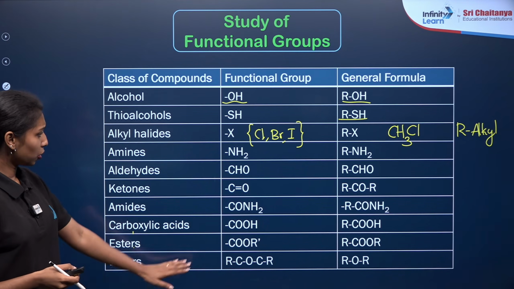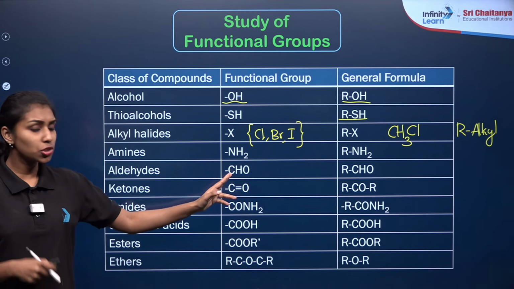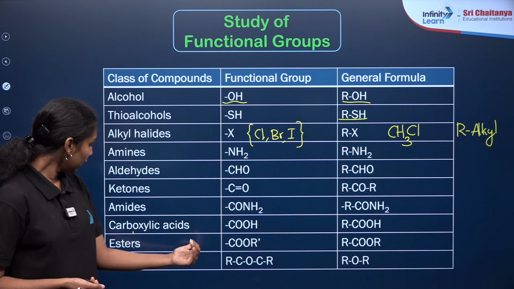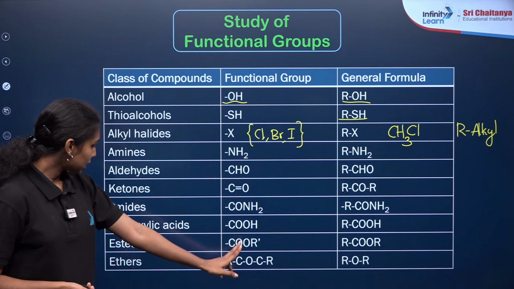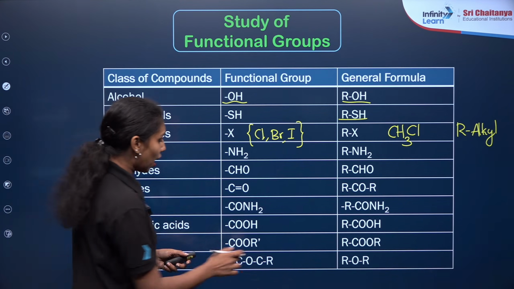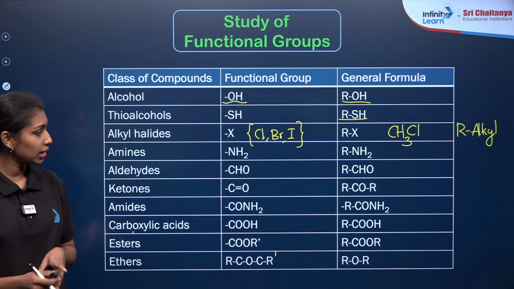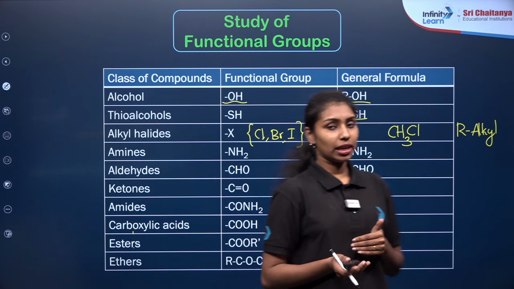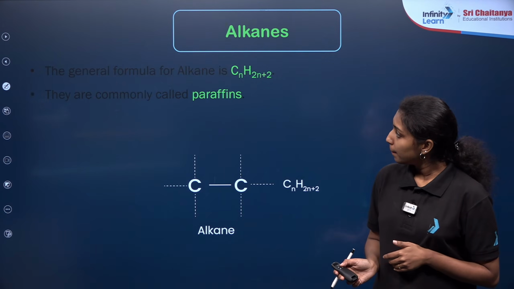So these are the different functional groups. NH2 group is the amine. CHO, as we already know, is aldehyde, right? C double bond O is the ketone. CONH2 is the amide, and COOH is the carboxylic acid. COR is the esters, and COR dash is the ethers, right? These are the different types of functional groups we have to focus on in order to get an idea about the naming of compounds.